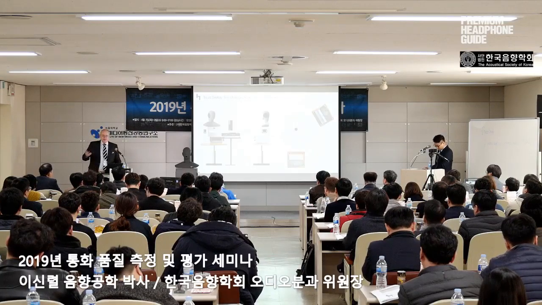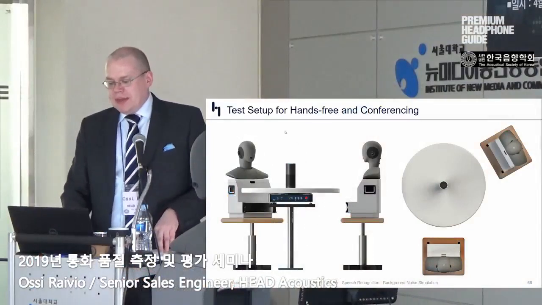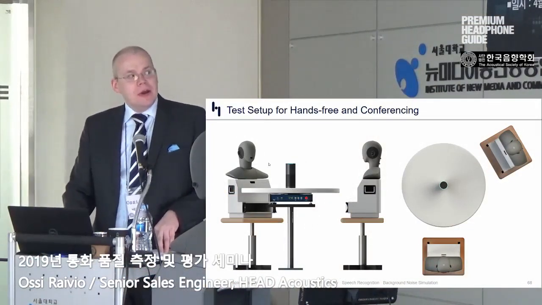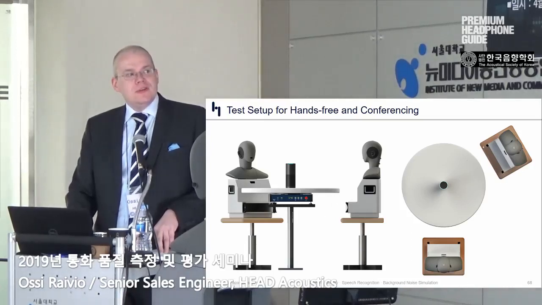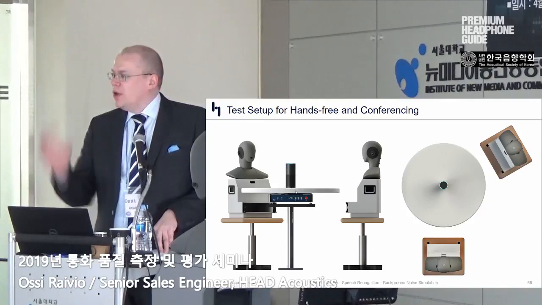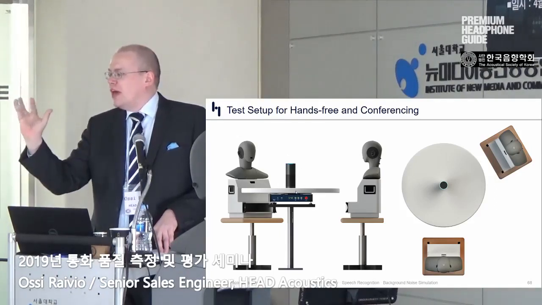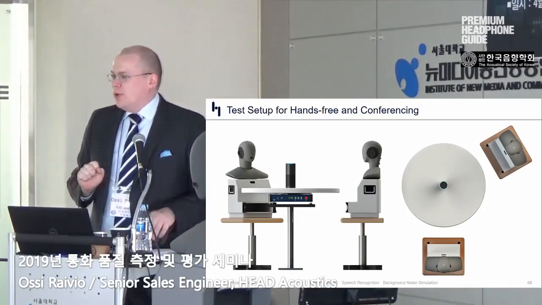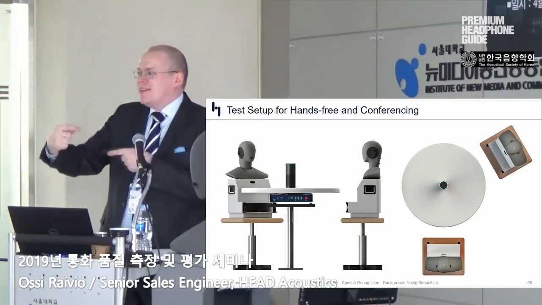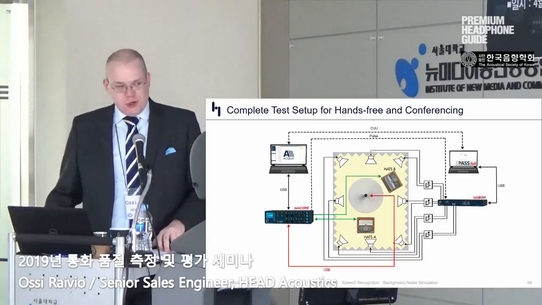So how the test setups typically look like is that, for instance, if we are testing a smart speaker, very often we are using two dummy heads. So this is the side view, this is the top view, so that the two dummy heads are located like 120 degree difference, and we have the smart speaker on a turntable, so we can rotate the smart speaker on this round table, so that we can simulate the situation that the sound is coming from different directions.